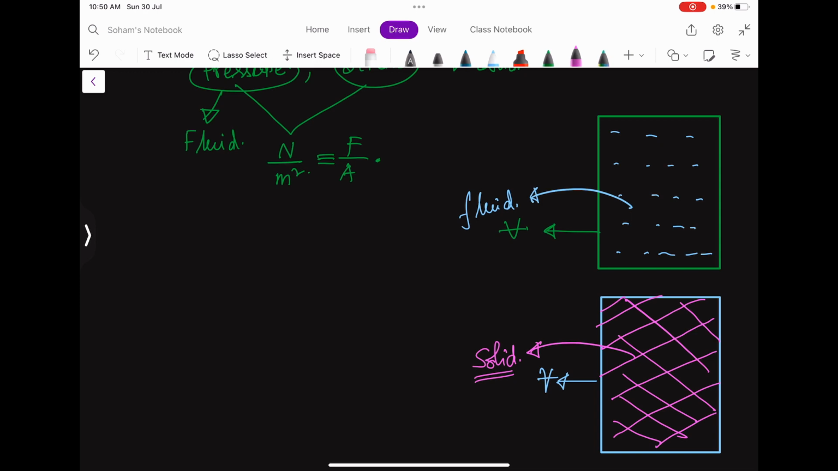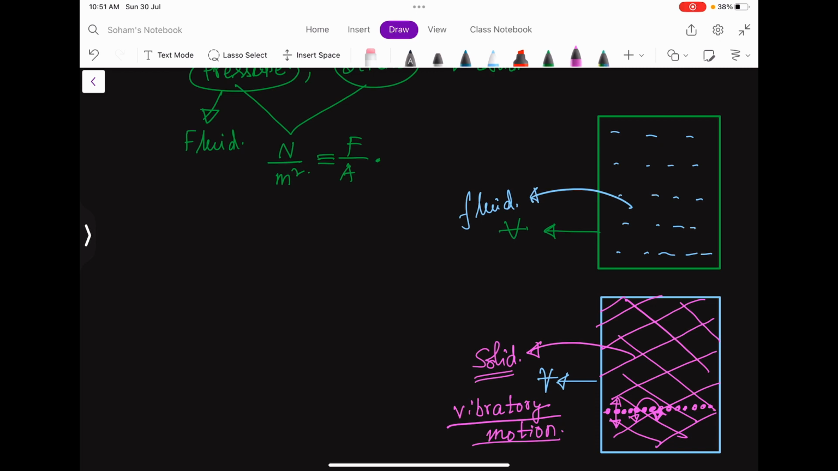Okay, so if I consider now the molecule of a solid, that is mainly fixed. The only motion these solid molecules can perform is vibratory motion. It can be a linear vibratory motion like this, or it can be a rotational vibratory motion like this. But it cannot move permanently from one place to another unless a force is applied on the solid.